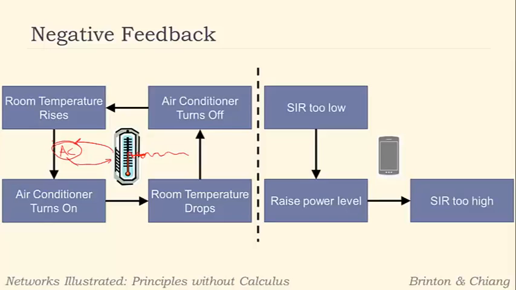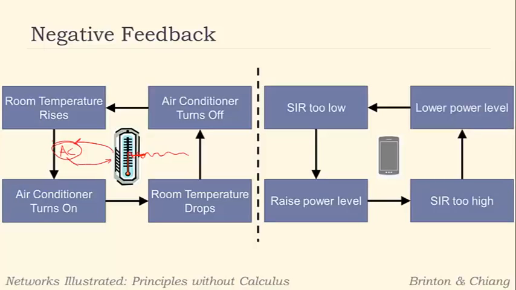For whatever reason, the SIR then goes too high. And then we have to lower the power level. And then eventually the SIR will get too low again, and we have to raise the power level. So this negative feedback here is between your cell phone and the cell tower. And the cell tower is telling it the SIR, and then your cell phone is changing its power level, and then this is the new power, which then this receiver will measure again.